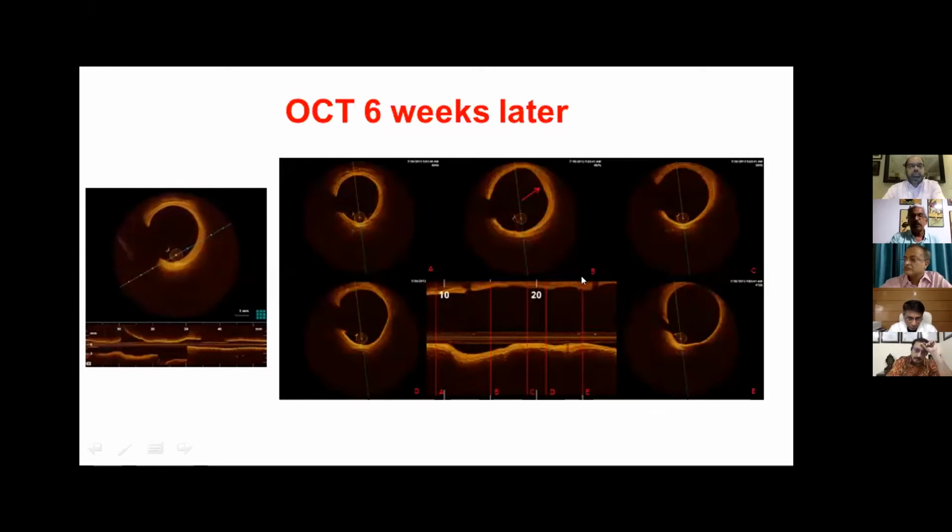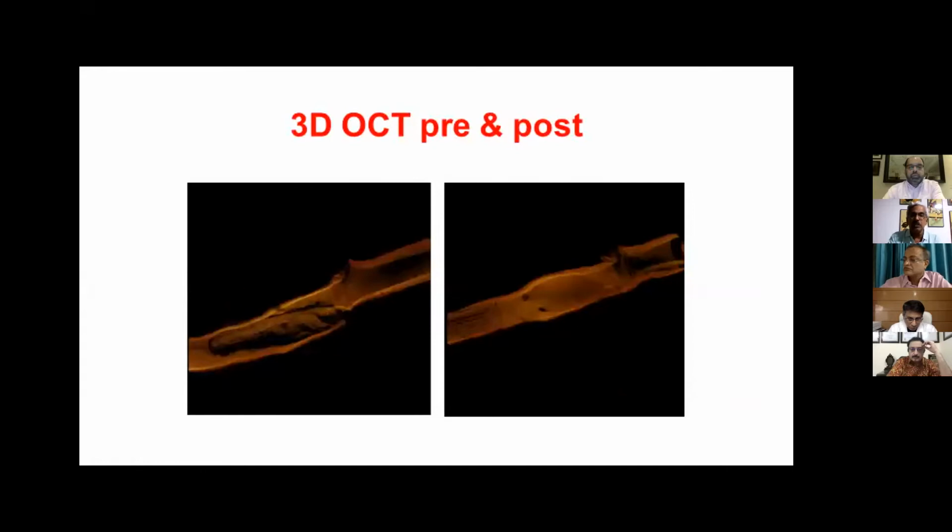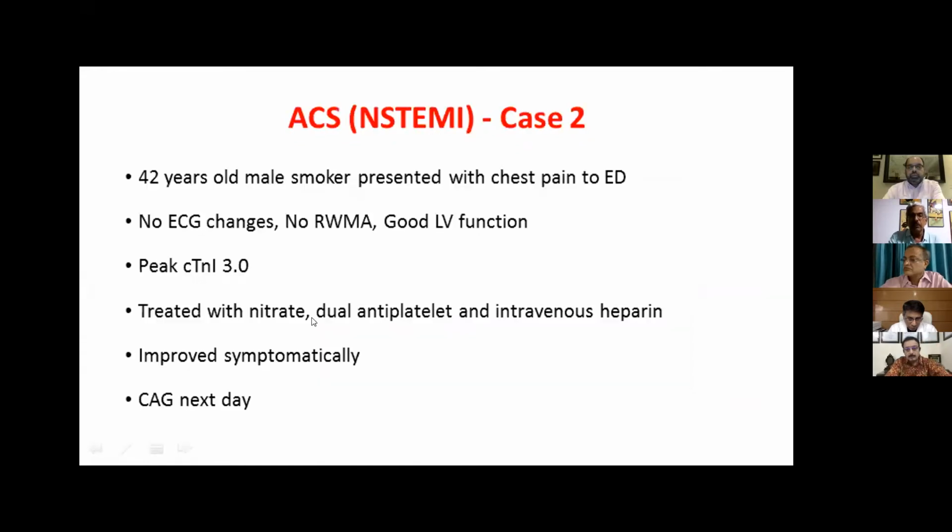But clearly, you could not have achieved even with a stent such a result. So you can be clearly treating these patients medically. Again, this is the thrombus on a 3D OCT. You can see it very clearly.